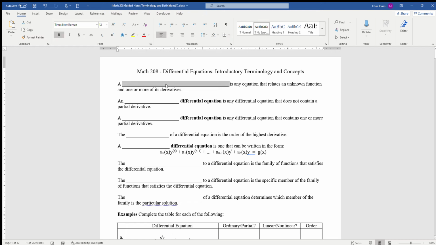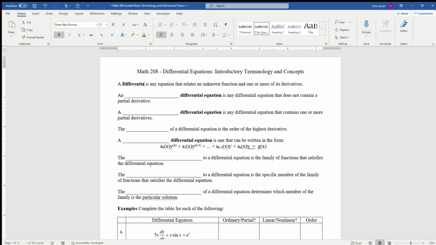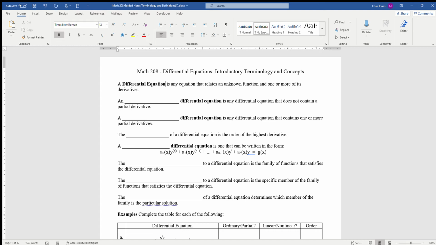So a differential equation is any equation that relates an unknown function and one or more of its derivatives. And we're going to see a bunch of these throughout the course, and you've probably seen them in some of your other courses. There's actually two different types of classifications of differentials. There's these things called ordinary differential equations.